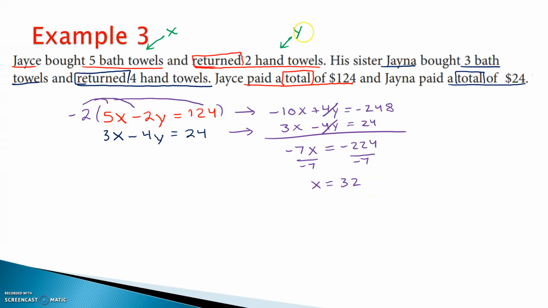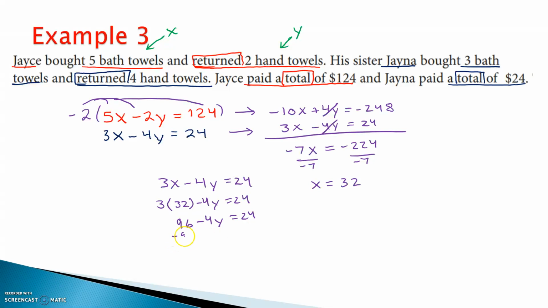But that's what x is. I want to figure out what y is. So again, how do I do that? Let's plug it in. I'm going to plug it into, let's see, the bottom one. I don't want to deal with that crazy 124. So I have 3x minus 4y is equal to 24. I know what x is. It's going to be 3 times 32 minus 4y is equal to 24.